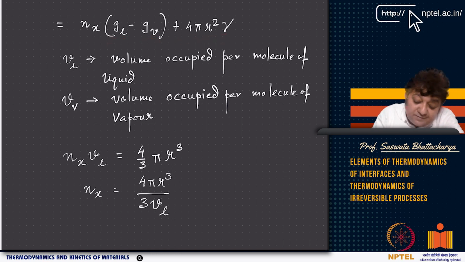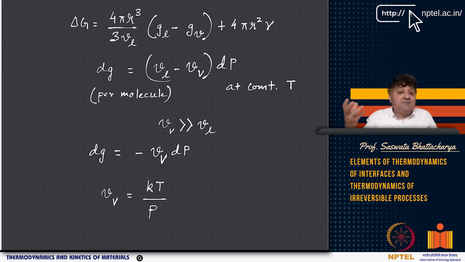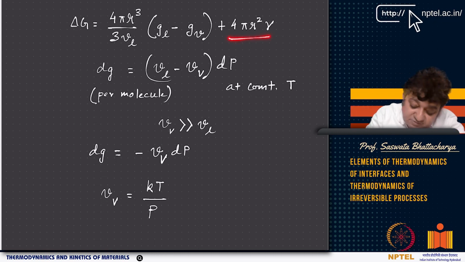Now vL is the volume occupied per molecule of the liquid, and vV is the volume occupied per molecule of the vapor. Now you see Nx is the number of molecules times vL, which is the volume occupied per molecule of the liquid. Now Nx times vL is nothing but 4/3 pi r cubed. So basically Nx equals 4/3 pi r cubed by vL. Now that's the liquid droplet, right? And now delta G is nothing but 4 pi r cubed by 3vL times gL minus gV plus 4 pi r square gamma, right? That is the surface energy contribution.